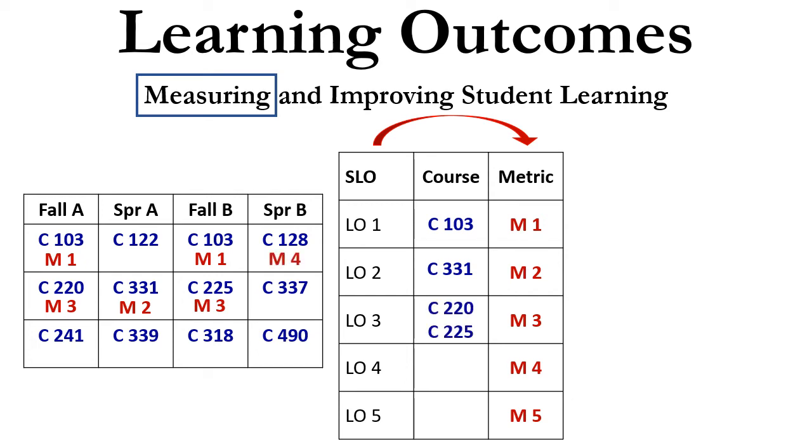And then let's say course 128 has some sort of assignment or task or portfolio, or some sort of exam that measures learning outcome 4. Then you might list that course there and so forth. Let's say your capstone measures learning outcome 5. Then of course you put the capstone there.